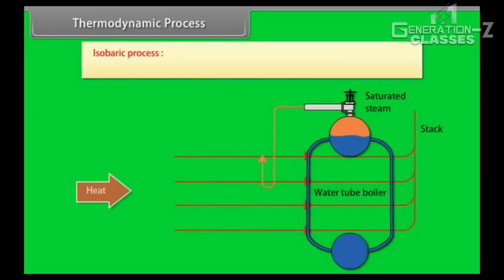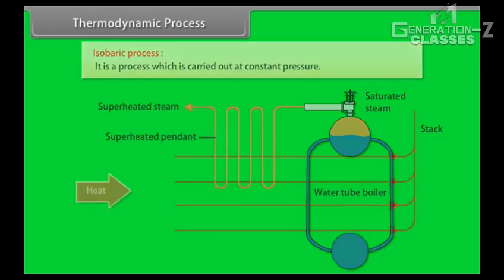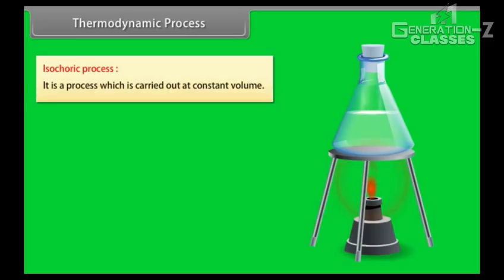Isobaric process. It is a process which is carried out at constant pressure. Isochoric process. It is a process which is carried out at constant volume.